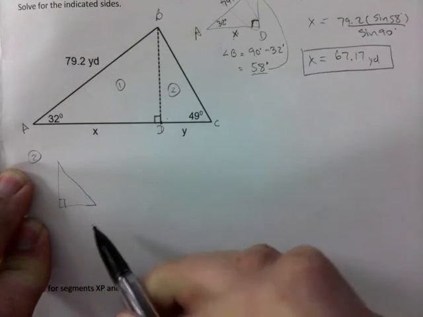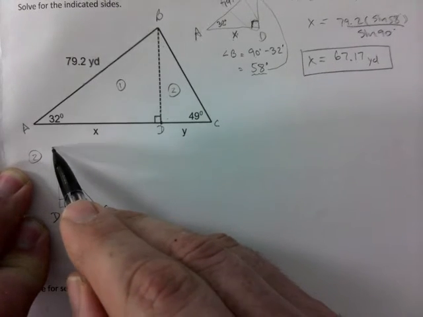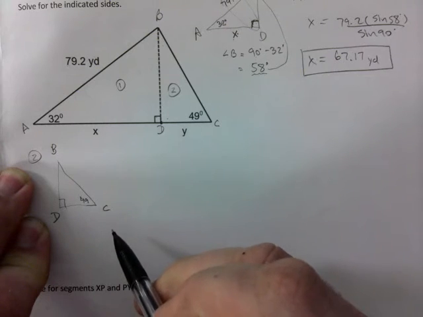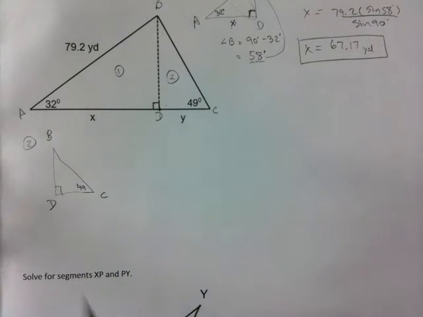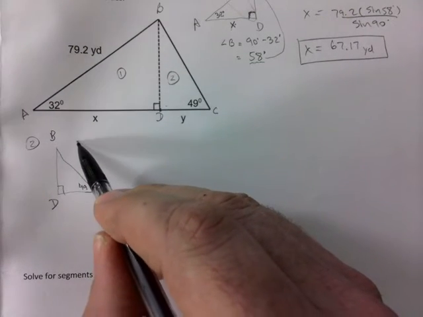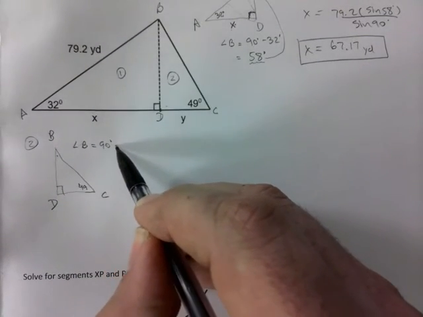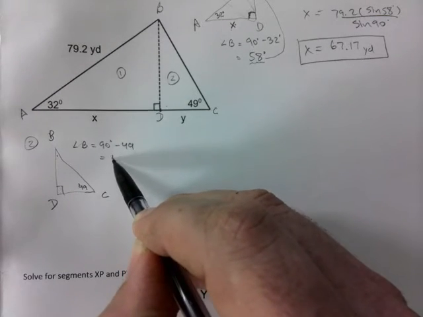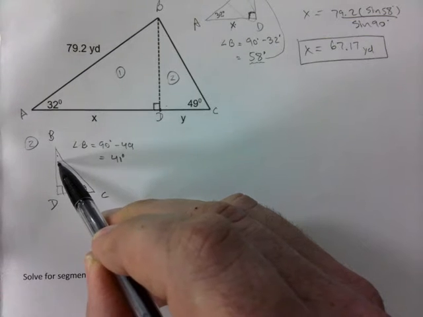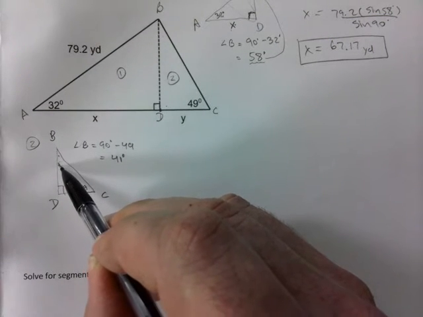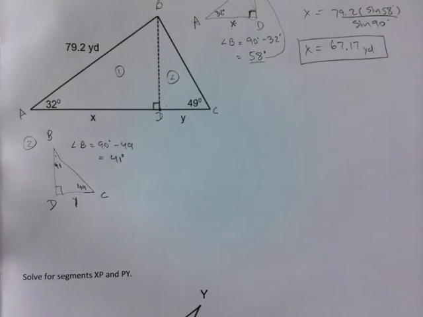This is a 90 as well. Got the 49 in this corner. C, D, B. And that's all you know, really. Okay, you just have that. You have those 2 angles. Why don't we go ahead and find that angle up here right away? That's 90 minus 49. That's 41 degrees. Because there's a big chance that I will need that 41, okay, to find this side that I'm looking for, which is y.